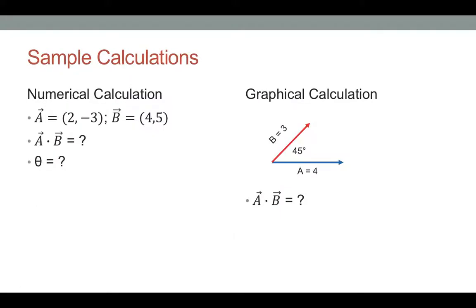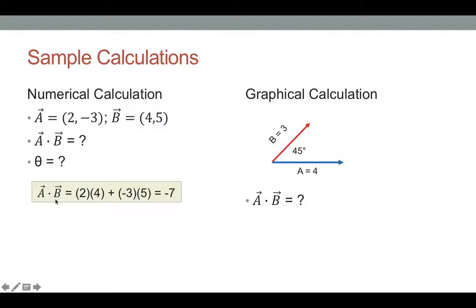Now let's do some simple calculations. In the first case, I will give you two vectors, A and B. I want you to pause the video for a moment and calculate the dot product and the angle in between them. It's worthwhile to pause the video right now and actually calculate the dot product and find the angle in between them.